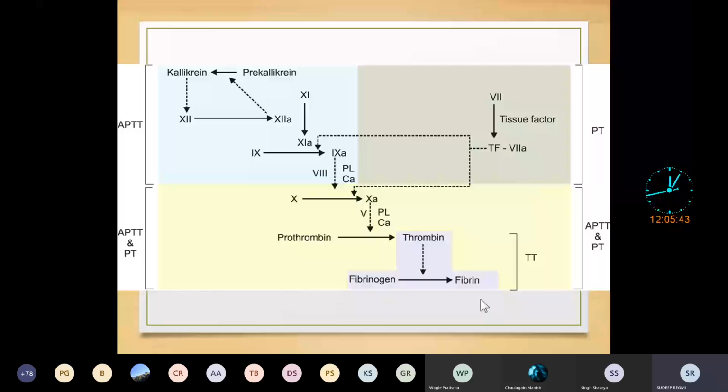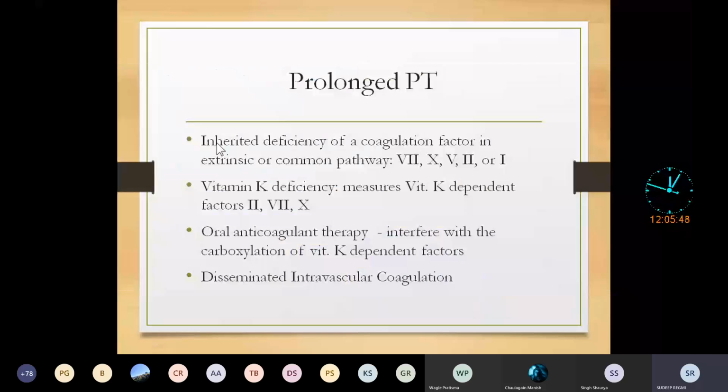So inherited deficiency of a coagulation factor in the extrinsic or the common pathway, like factor 7, 8, 5, 2, or 1, and vitamin K deficiency, because the vitamin K dependent factors are 2, 7, 9, 10. Okay, 2, 7, 9, 10. But only these three factors come under the either extrinsic or common pathway, and 9 is towards the intrinsic pathway.